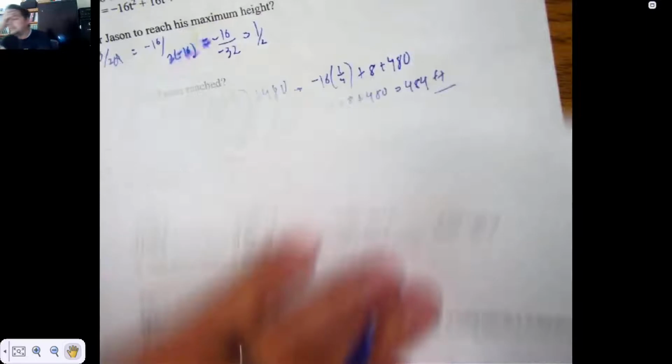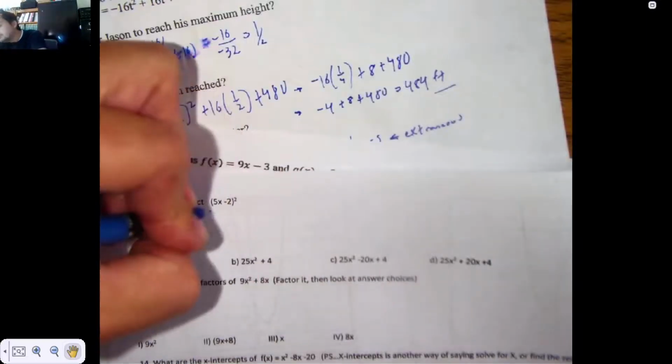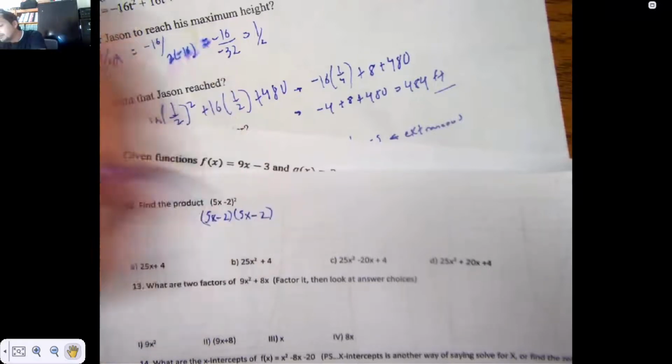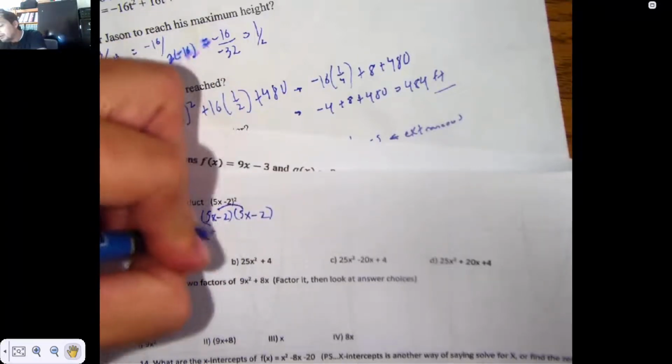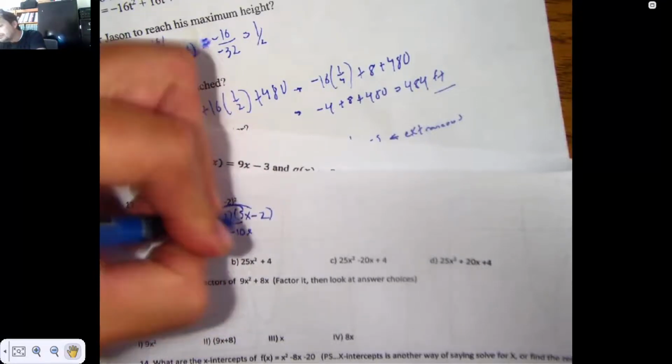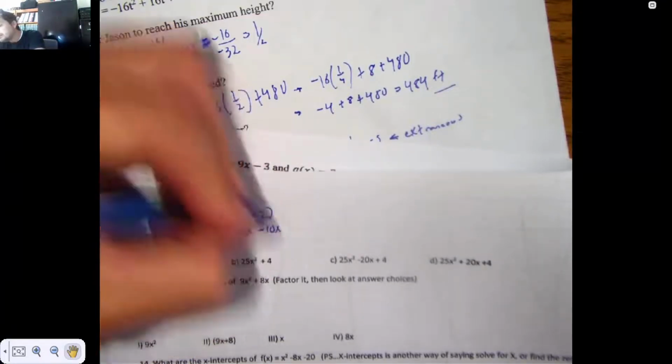Find the product of 5x minus 2 all squared. So Jesus would write this thing twice, and then he would FOIL. 5x times 5x is 25x squared. 5x times negative 2 is negative 10x. Negative 2 times 5x is negative 10x. And negative 2 times negative 2 is plus 4.